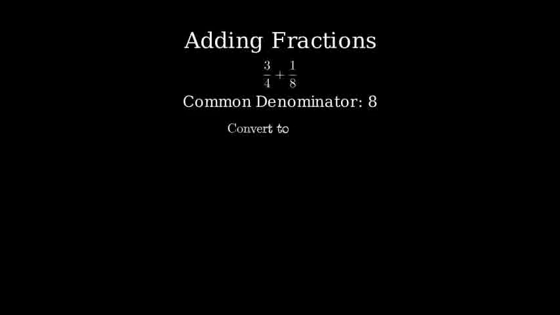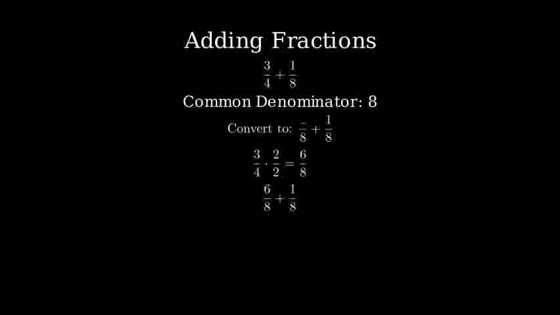Now we need to convert these fractions to have the common denominator. The fraction with 1/8 already has this denominator, so we don't need to change it. However, we do need to convert 3/4 into eighths by multiplying both its numerator and denominator by 2. This will give us an equivalent fraction with the denominator of 8. Therefore, 3/4 is equal to 6/8.